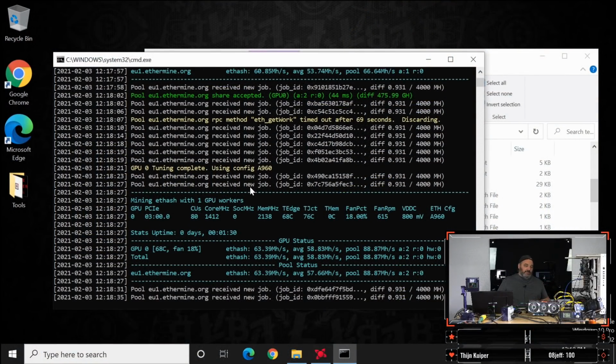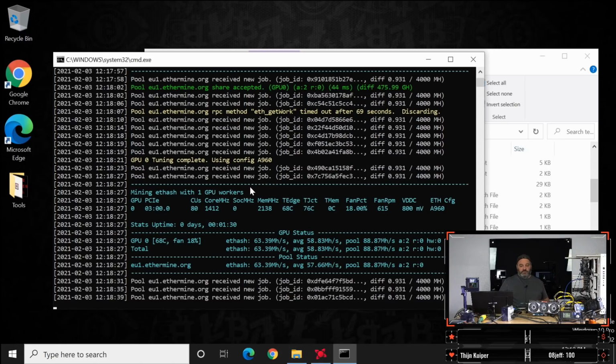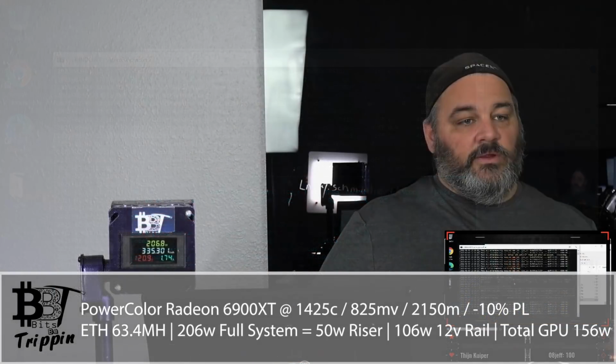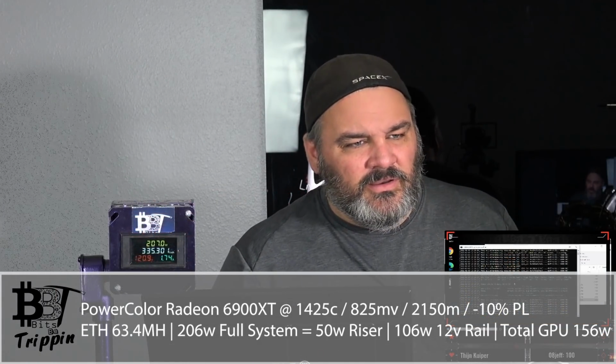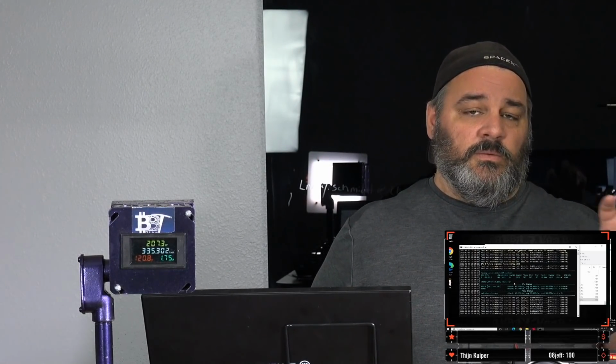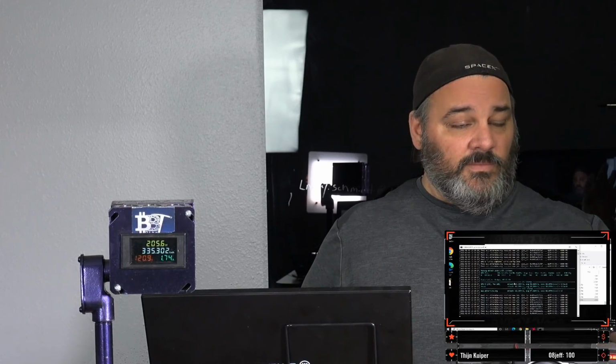And there we go, we're about 63.3. I think if we gave it a little more power, we could get to 64, but honestly, I think this is going to be the most efficient that it can be. If we look at the total system power use, we are sitting at about 207. So remember, it's 22 at idle. It's probably using about 40 watts for the system itself.